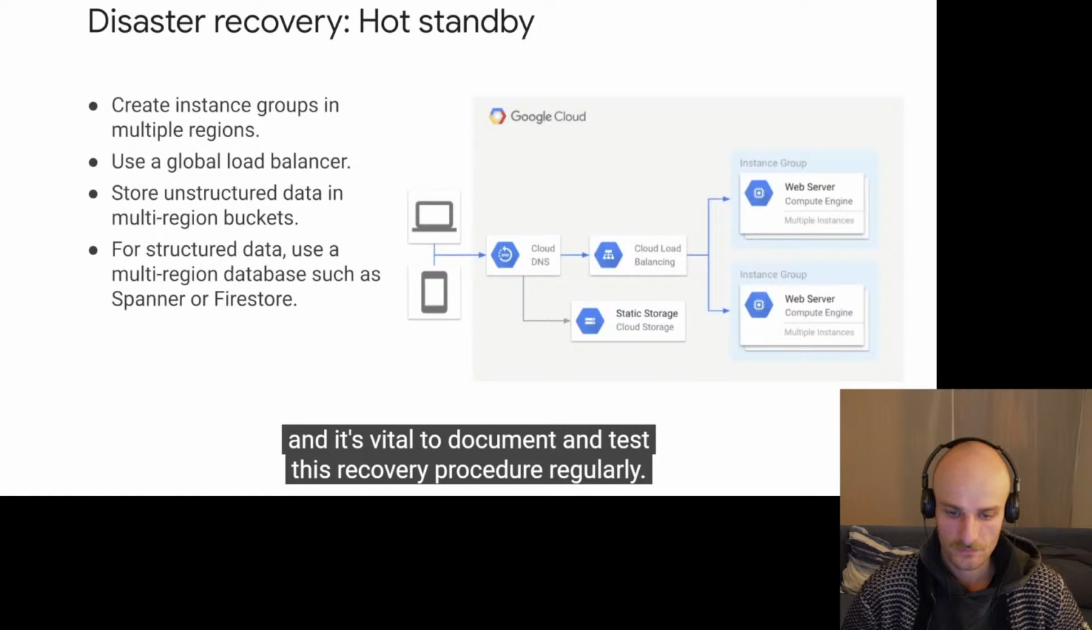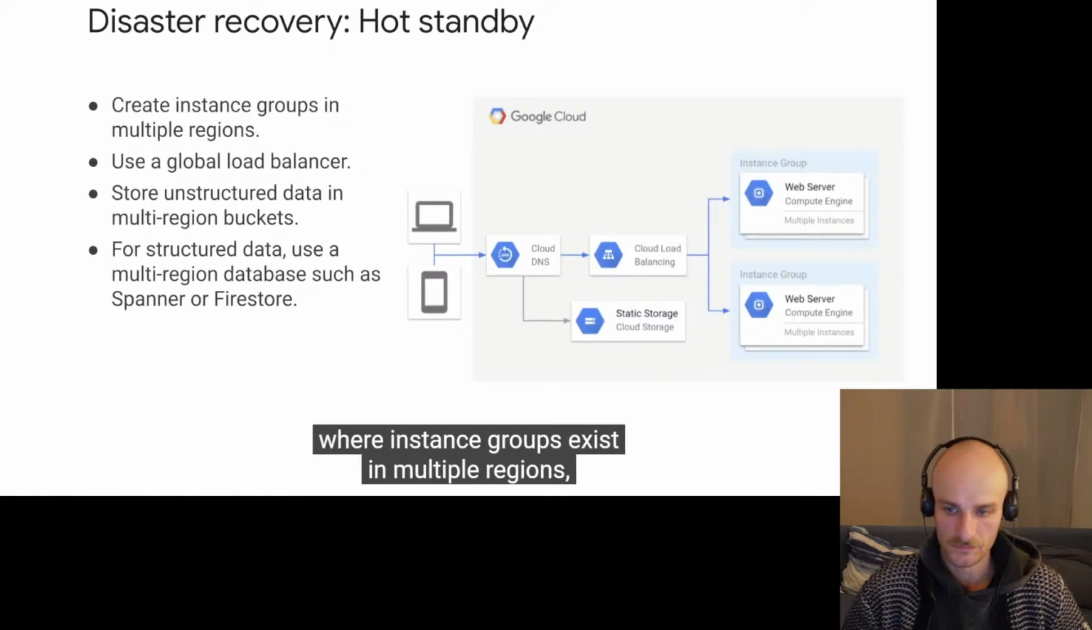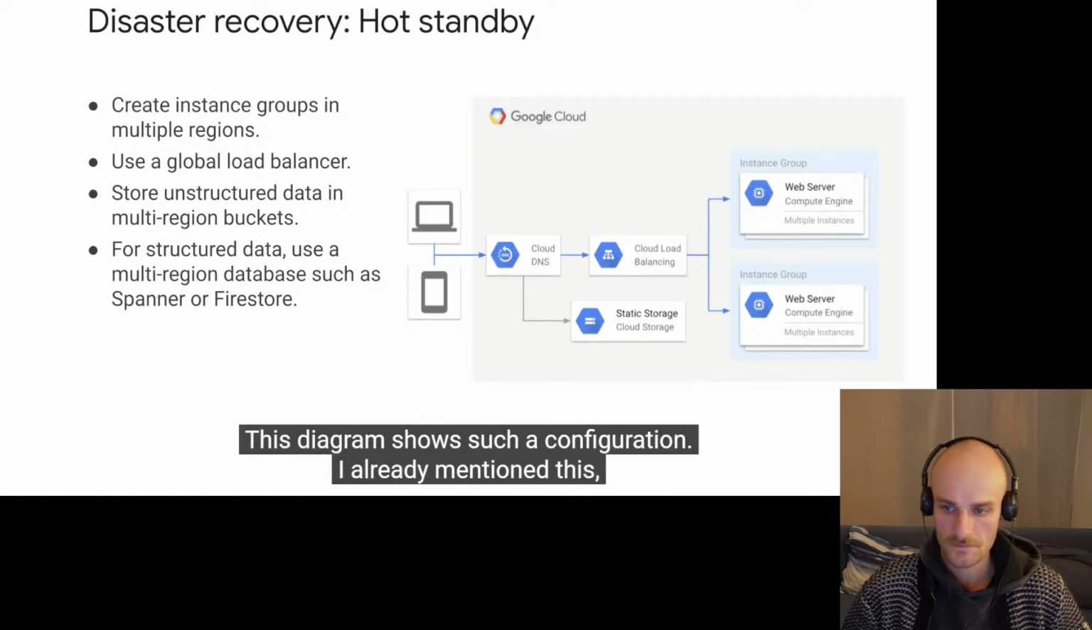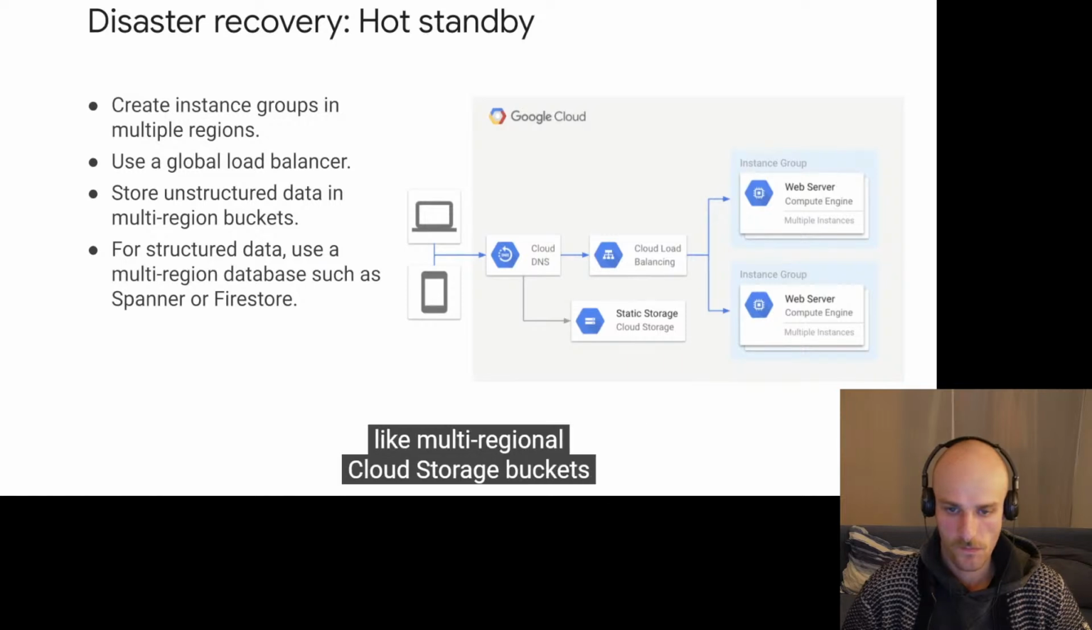Another disaster recovery strategy is to have a hot standby where instance groups exist in multiple regions, and traffic is forwarded with a global load balancer. This diagram shows such a configuration. I already mentioned this, but you can also implement this for data storage services like multi-regional cloud storage buckets and database services like Spanner and Firestore.